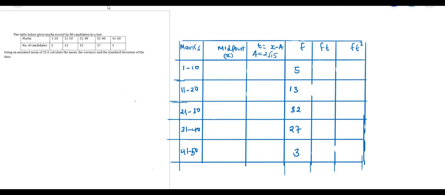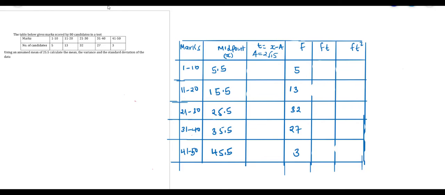So f in this case is the frequency or the number of candidates. Midpoint, how do you get the midpoint? That's the first column that we need to fill. The midpoint is we add the class intervals and divide by 2. That is 1 plus 10 divided by 2, that is 5.5. 11 plus 20 divided by 2, 31 divided by 2 is 15.5. 21 plus 30 divided by 2 is 25.5. 31 plus 40 divided by 2 is 35.5. Also, 41 plus 50 divided by 2 is 45.5.